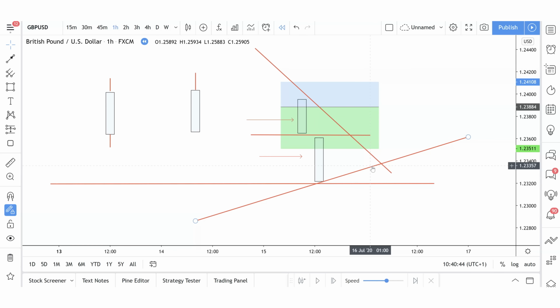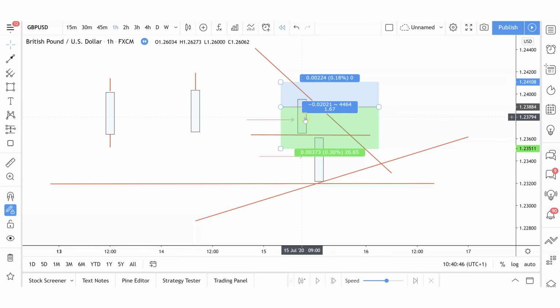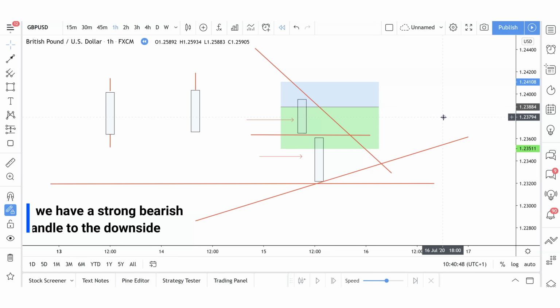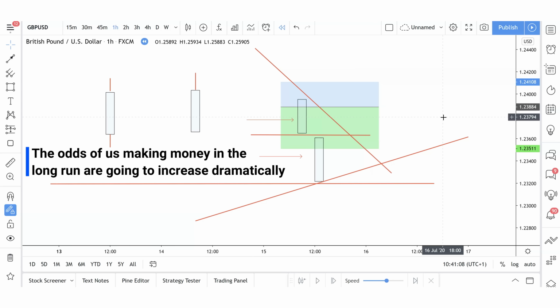But what we can identify is based on the market structure and behavior that if we have a strong bearish candle to the downside and based on the theory that we have only one trade to take, then where is the next candle going? If we say down and take a sell, then more than likely we increase our probabilities of winning that trade. Even if it's just by 1%, 51%, then guess what? The odds of us making money in the long run are going to increase dramatically.